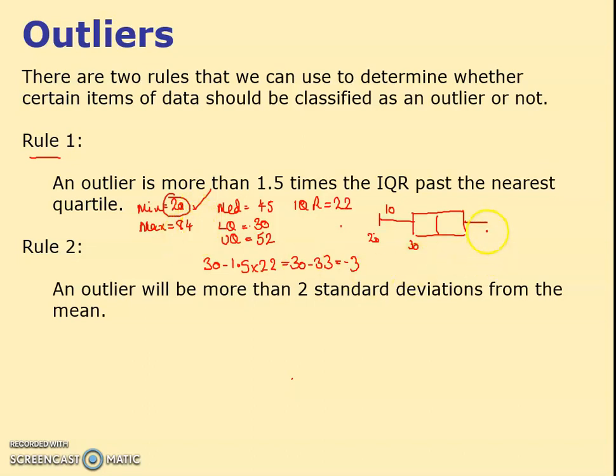What about 84? Now 84 seems further away to me. 84. Let's just have a think about that. So at the top end, what was my number? It was 52.